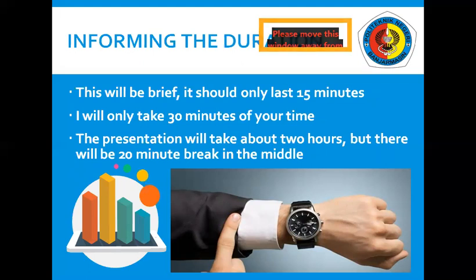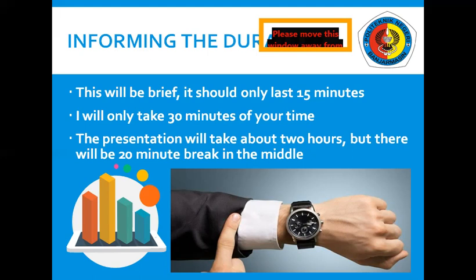Okay. Next, the next part is to tell your audience about the duration of your presentation. Okay, you can use these three expressions. Okay, let me read it out for you. This will be brief. It should only last 15 minutes. I will only take 30 minutes of your time. The presentation will take about 2 hours, but there will be a 20-minute break in the middle. Okay, so those are some expressions that you can use to tell your audience how long it's gonna take for you to conduct your presentation.